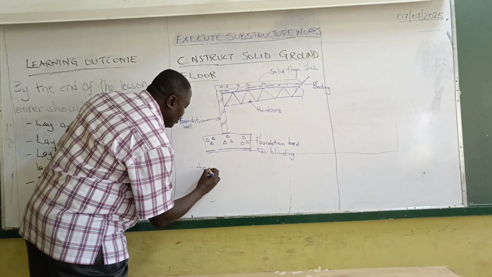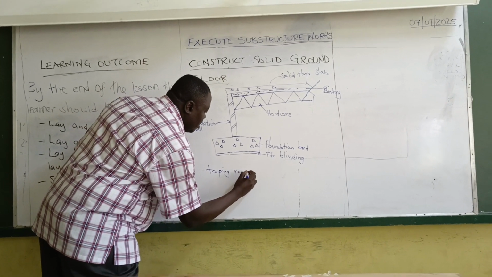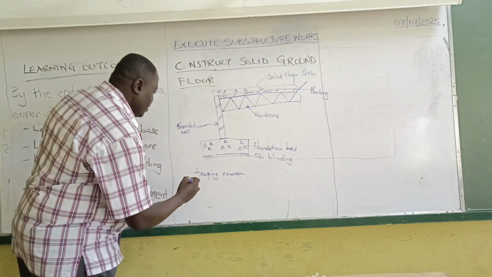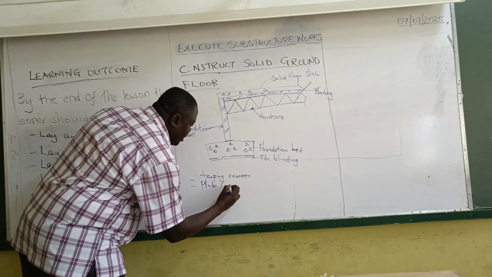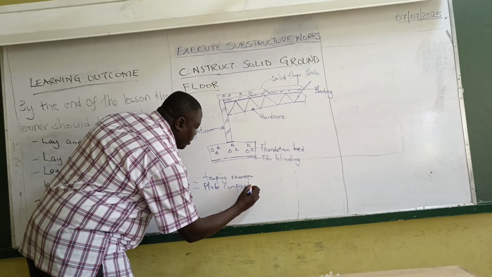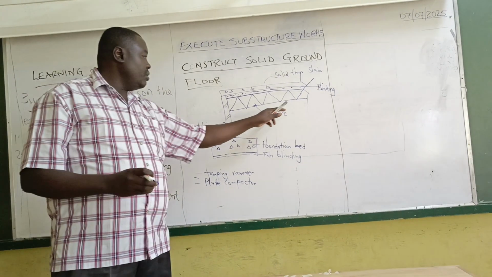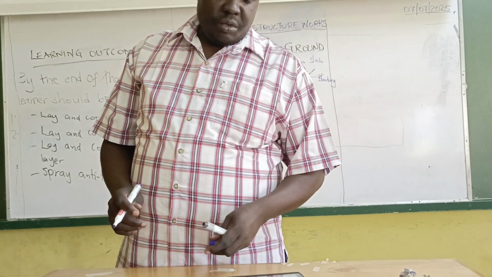The equipment used to compact the ground, we have the tamping rammer and we have the plate compactor. You can use the two equipment to compact the ground, the best before you lay the undercore.